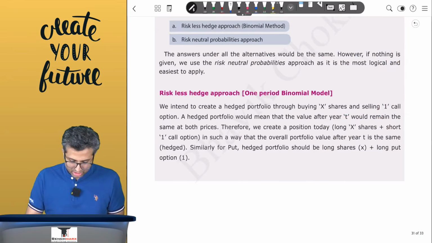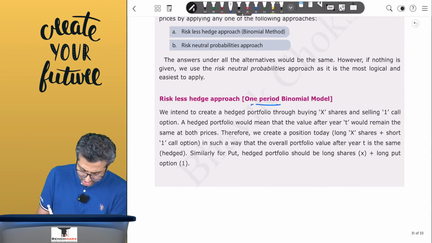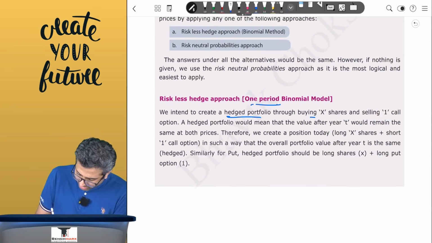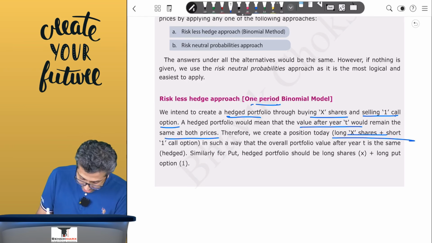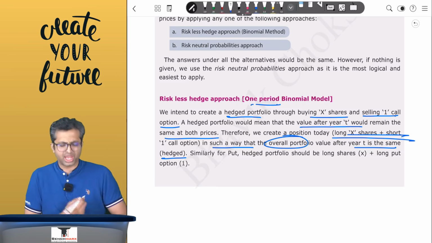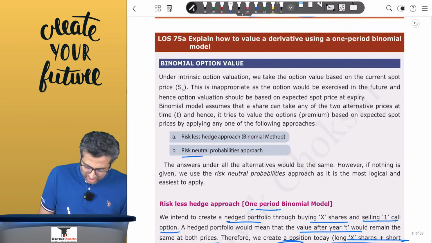So this is just a one period binomial tree. You create a hedge portfolio by buying X shares and selling one call option. A hedge portfolio will mean that the value at year T would remain the same. Therefore, we create a position today in such a way that the overall portfolio after year T is the same. Okay, and you can solve. And then there are risk neutral probabilities.